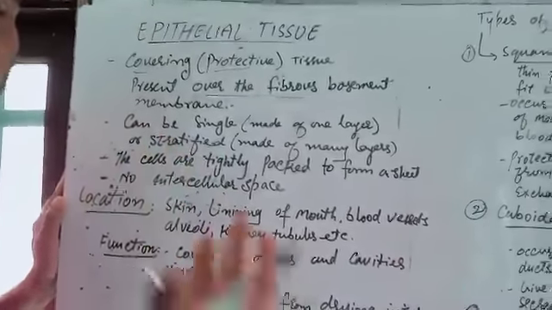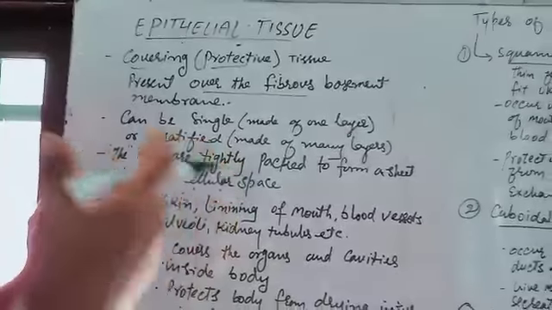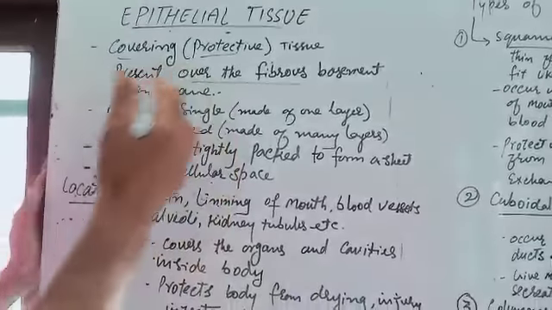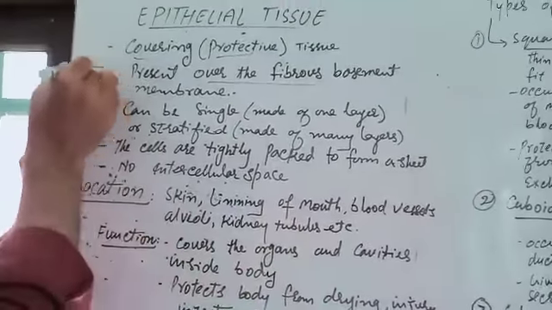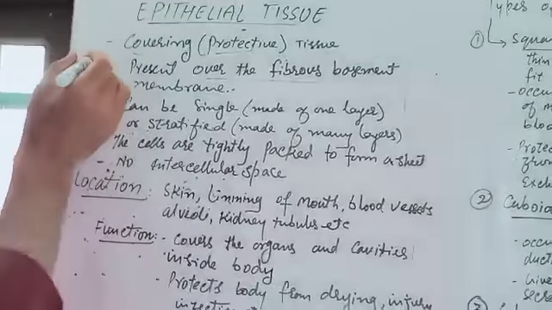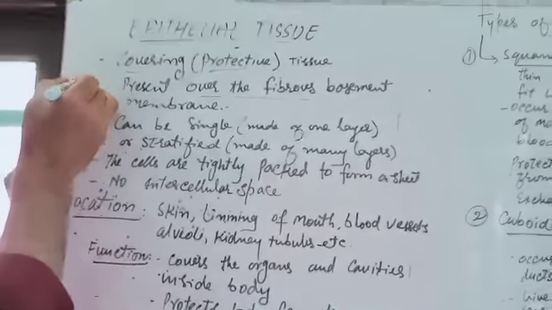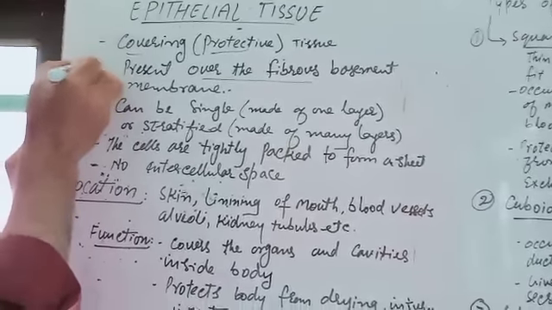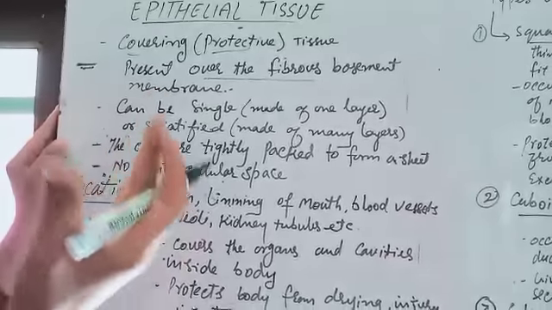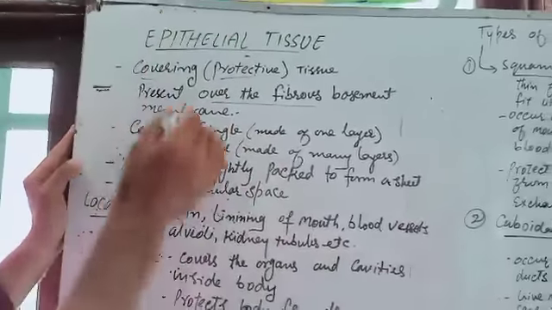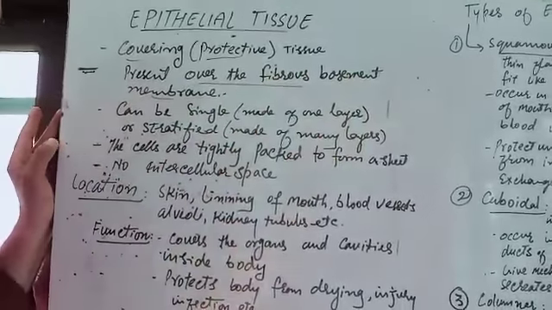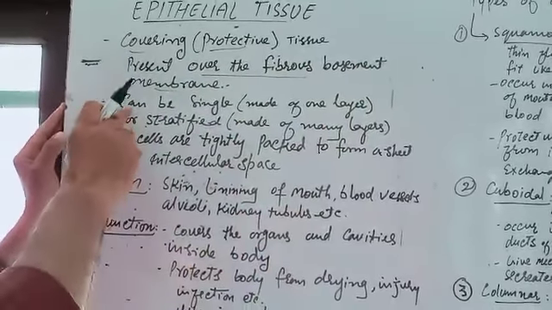In animals, it covers the body. That means our skin is made of the epithelial tissue. This skin is the epithelial tissue, and this epithelial tissue is present over the basement membrane. That means a support on which the covering tissue is present. That is known as the fibrous basement membrane, nothing else.